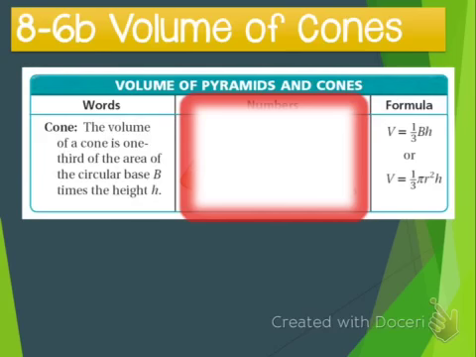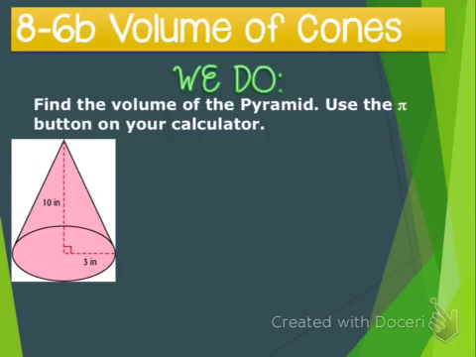Or I would maybe write it like this for you guys to make life easier. Do your pi r squared h just like a prism, but divide by 3 at the end. And it's a little tricky because of the way we're using pi. You always want to calculate pi absolutely last because that's the part where we round. So we'll kind of navigate that today so you can see how that's done.